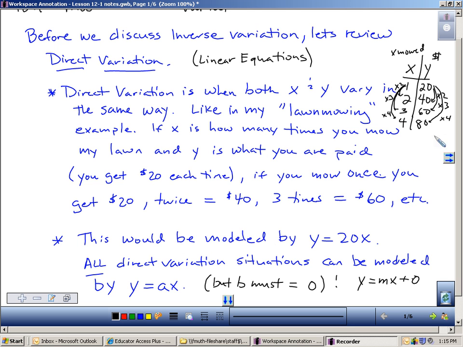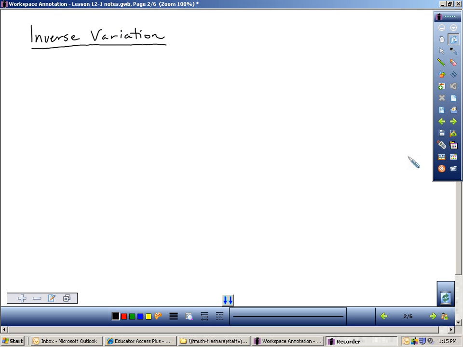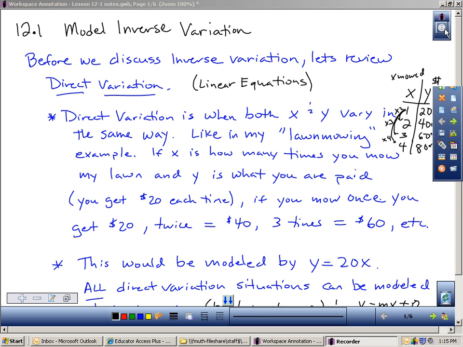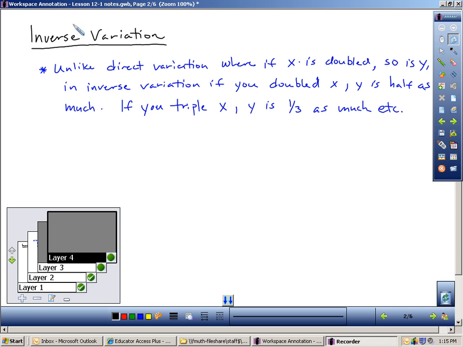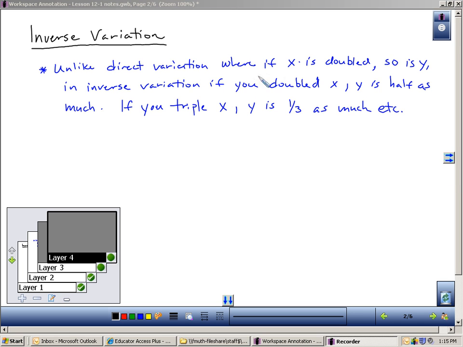Now that we've reviewed direct variation, let's talk about what inverse variation is. Direct variation, as you recall from my lawnmower example, is when you double the number of times you mow the lawn, you double the pay. If you triple the number of times you mow the lawn, you triple the pay, and so on. Inverse variation is just what it sounds like. It's inverse. There's an inverse relationship. Unlike direct variation, where if x is doubled, so is y, in inverse variation, if you double x, y would be half as much.